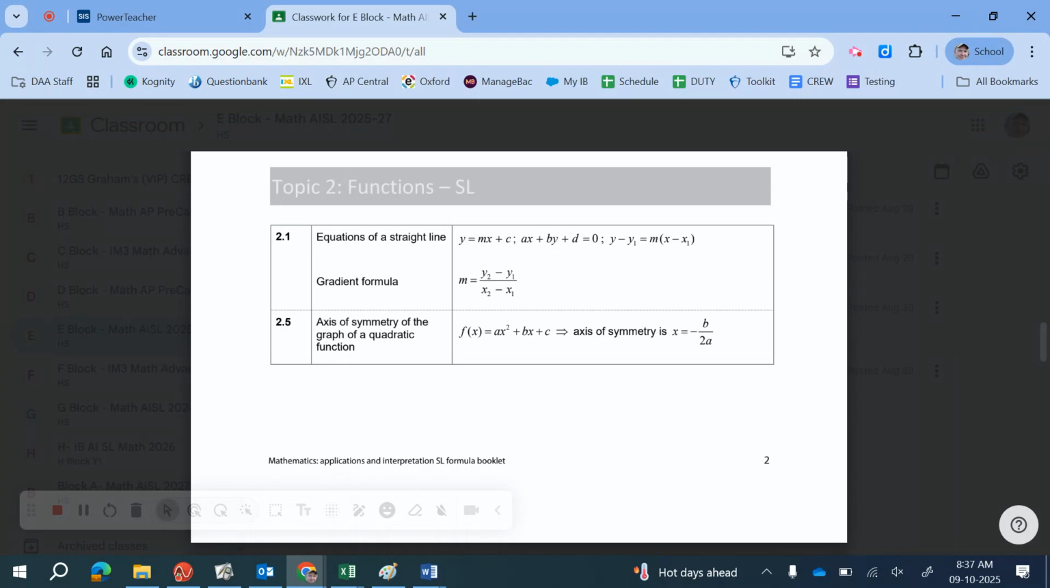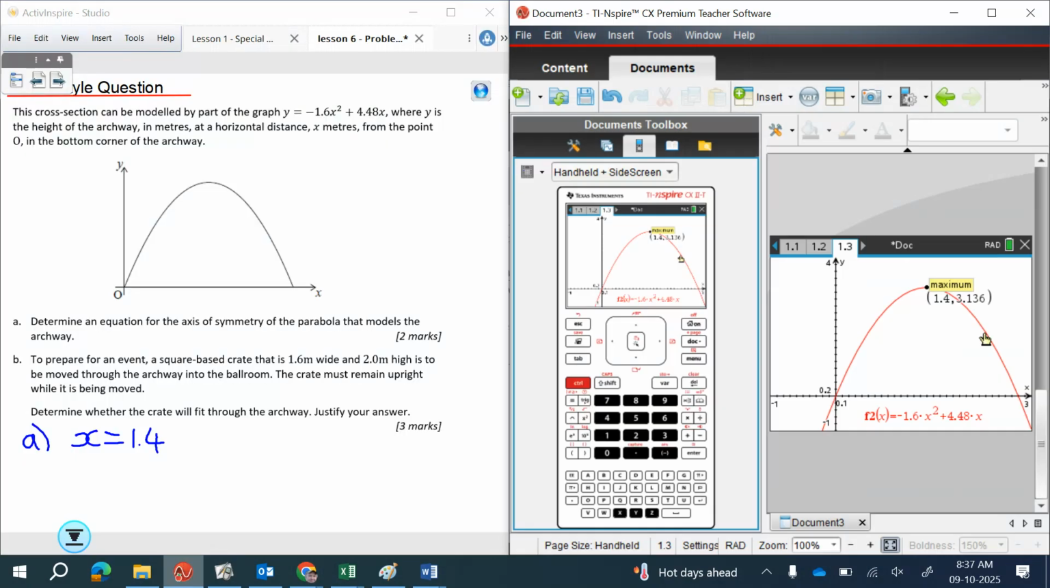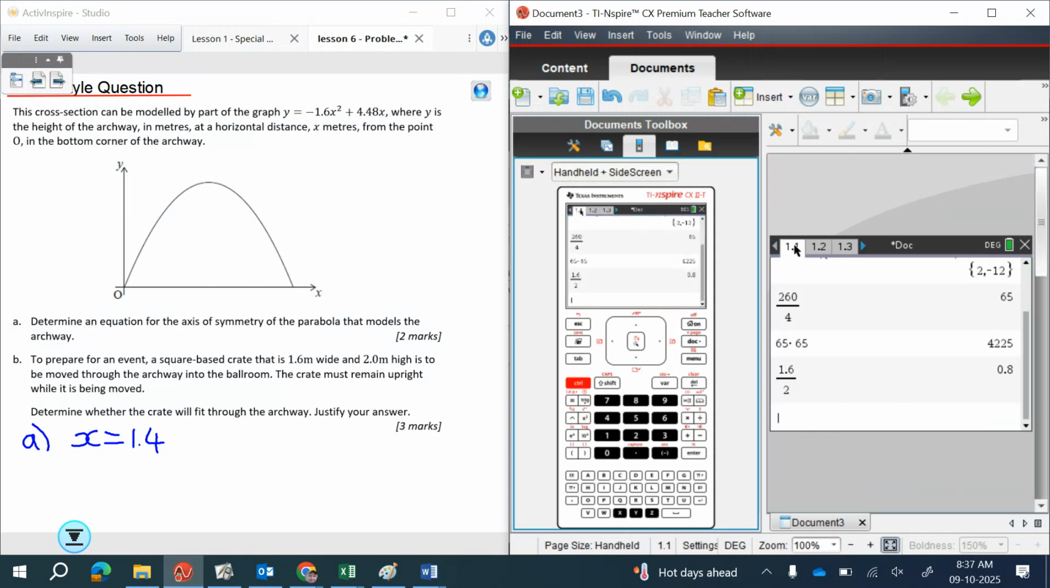Let's just prove that that one works. We want minus b over 2a, so I'll go to the calculator page, press Control divide. We want minus b. Now b is 4.48. 4.48 over 2a, 2 times, and that's negative 1.6. And that will also give us the answer there as well. So that's a useful technique in some situations.